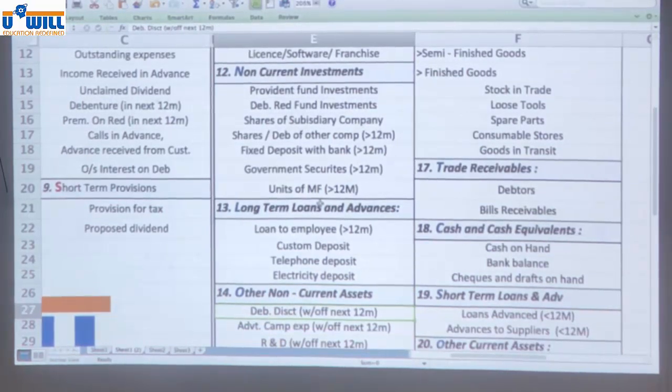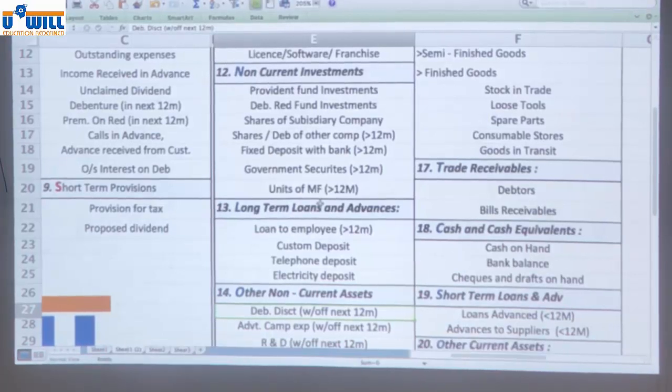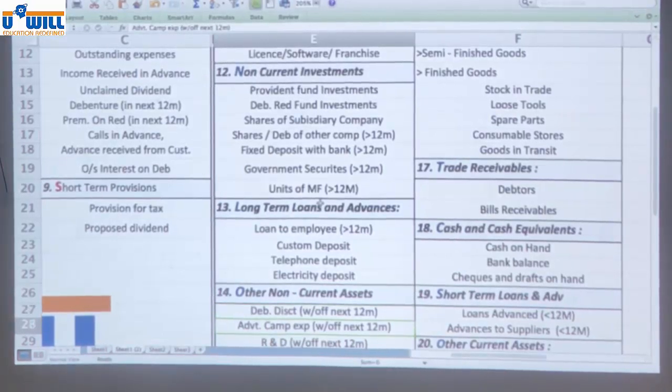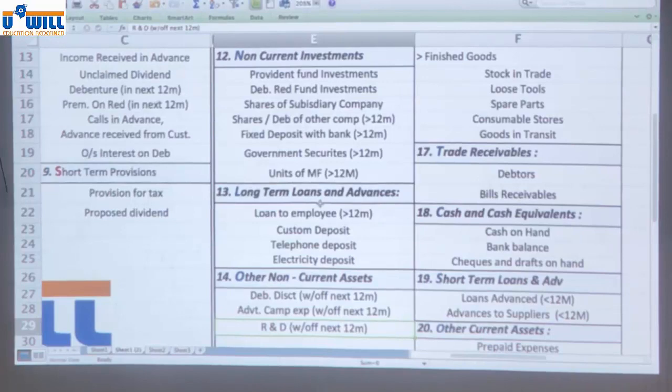debenture discount. This is tricky. They are miscellaneous expenses to the extent not written off. Do you know fictitious assets? What is basically not an asset but our expense, but its benefit is for a longer period of time. So here we have debenture discount to be written off in the next 12 months. Advertisement campaign expense, everybody knows advertisement suspense account, that's the same thing. Then R&D is research and development.